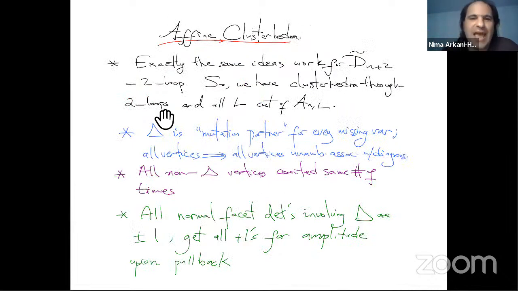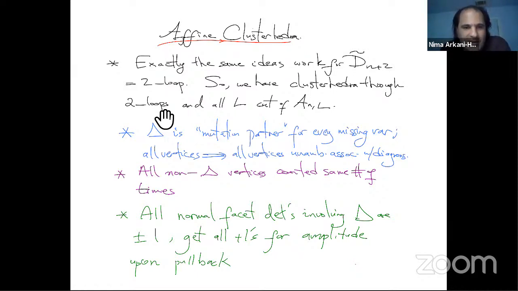So I think I'll just end with that, just to say that what we understand completely are clusterhedra for the case of affine type cluster algebras. Exactly the same ideas that I just described work for the affine type D case, which is two loop. So we have concrete clusterhedra through two loops and all loop order, and certain cuts of any loop order in this ANL example.